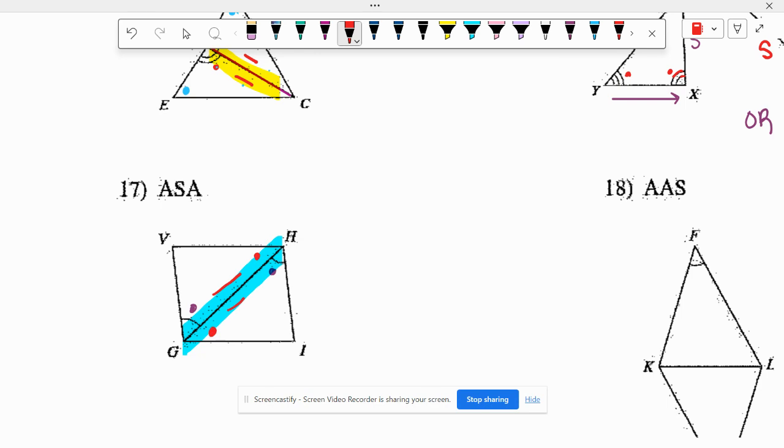Yeah, what angle is that? What angle is this right here? It's angle VHG. Angle VHG has to be congruent to angle IGH.